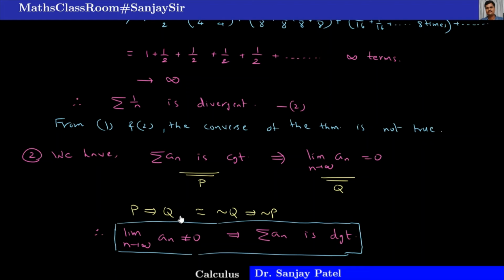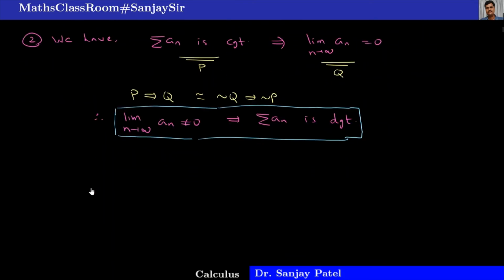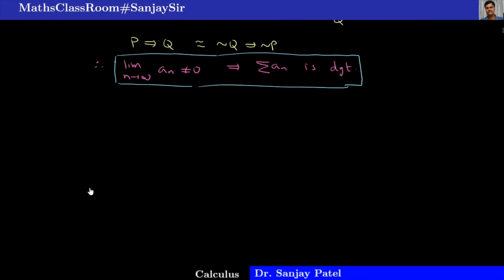We'll discuss some problems based on this, and that will clear your idea. So let me take some examples. Just remember that using this result, you can prove only divergence of a given series, not convergence. So the first problem we want to discuss here is this.